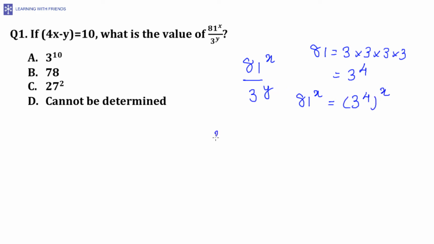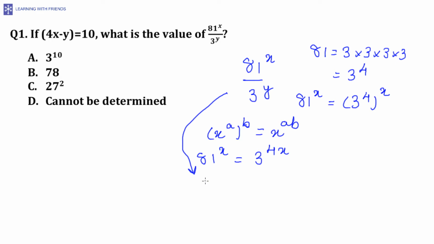Now one property of powers that we know is that x to the power a whole to the power b is x to the power ab. So if we apply that property here, then we'll see that 81 to the power x will be equal to 3 to the power 4x, which means that our original fraction now becomes 3 to the power 4x divided by 3 to the power y.